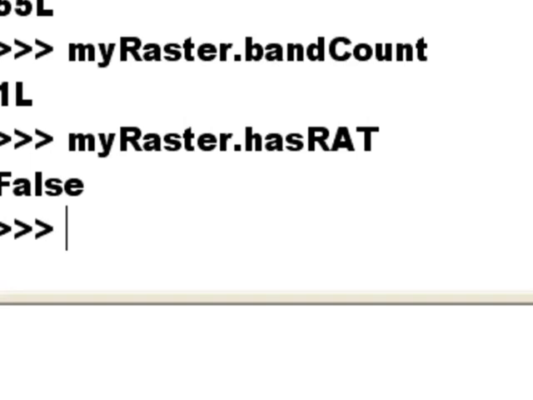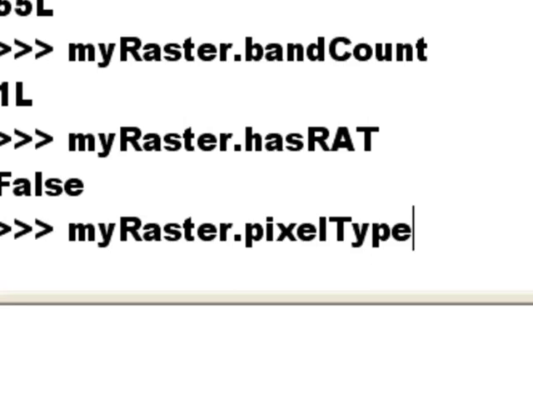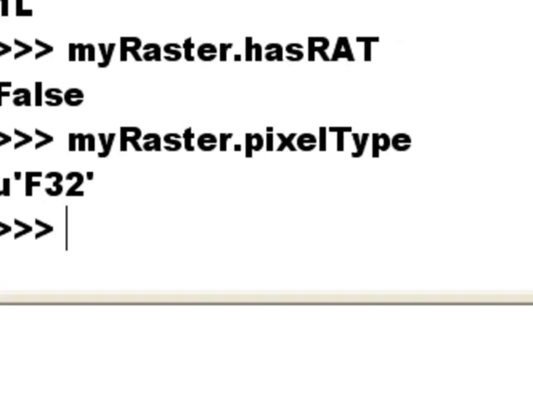So raster attribute tables are built only if the raster has integer values for pixel values. So the question is, what is the type of pixel value inside every pixel? Is it integer? Is it floating point, etc.? So my raster dot pixelType will tell us what type of values are inside every pixel. So in this case, there are floating point values inside every pixel, so they're 32-bit floating point values. So if you've got a floating point raster, it will not have a raster attribute table. If you have an integer raster, it can have a raster attribute table.